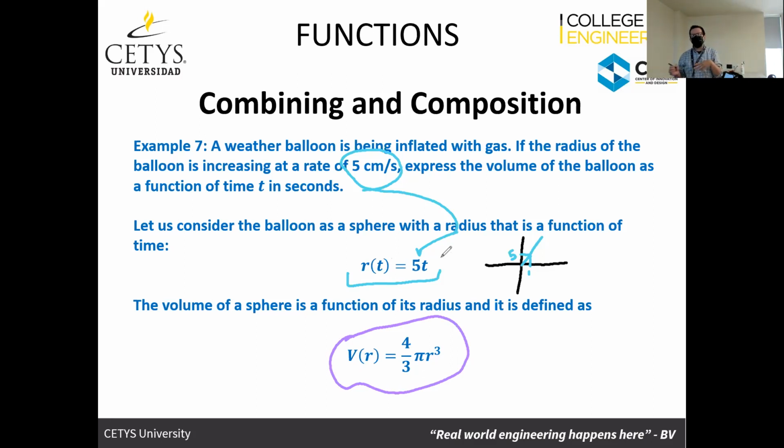That's important because up to this point in math, we're only looking at y equals f of x, and y and x. It's the same thing. It's the same as if I would have given you f of x equals 5x, or y equals 5x. Only difference is that x now represents time and y represents the radius, okay?